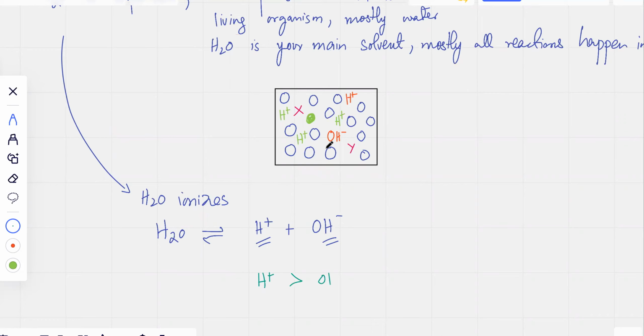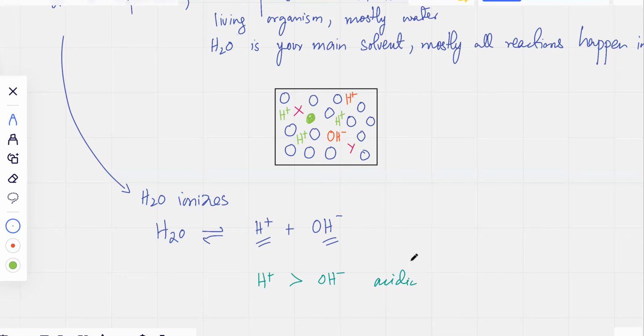So that means your solution has now become acidic. Because previously the quantity of H+1 and OH ions were the same. But now you've added an acid. An acid starts to produce more H+1 ions. And the solution has now become acidic.